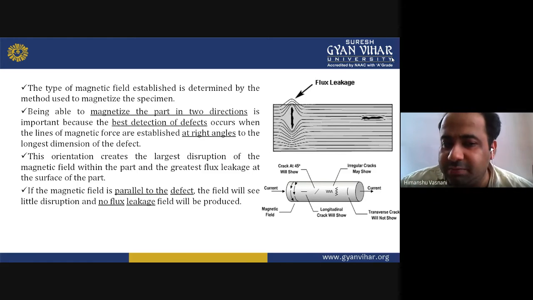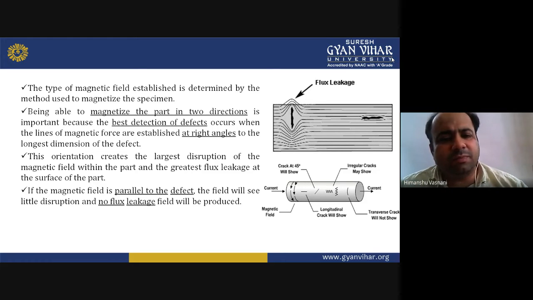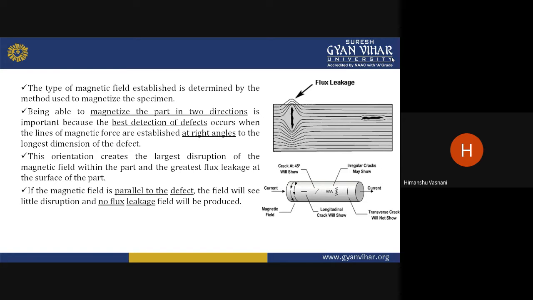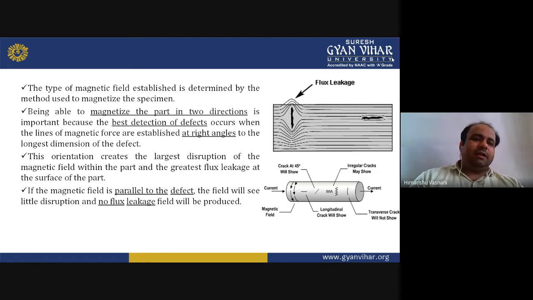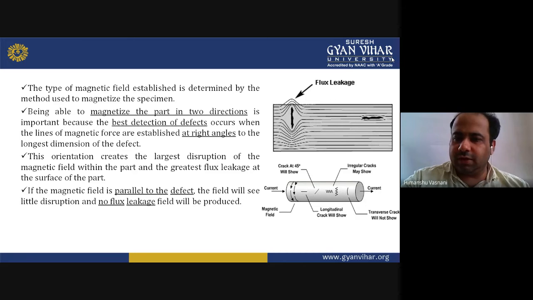Okay, so if the magnetic field is parallel to the defect, the field will see little disruption and no flux leakage will be produced, or a low flux leakage field will be produced. So if you think that at right angle there will be large disruptions of the magnetic field and you can see the difference in the flux leakage, and if the magnetic field is parallel to the defect then you will see little disruption and you will see that no flux leakage field is there on the surface. So let's go to the next.